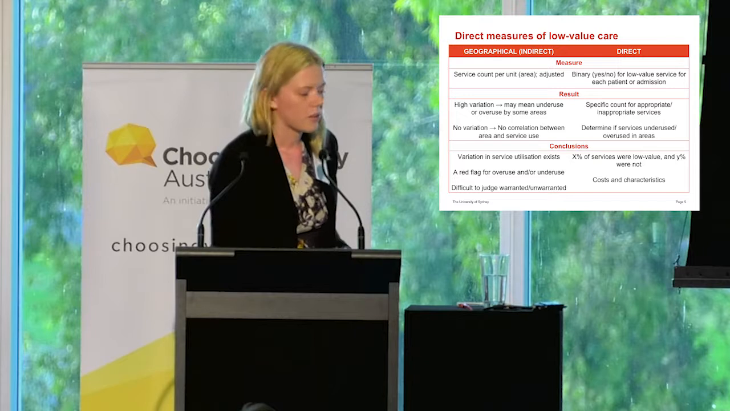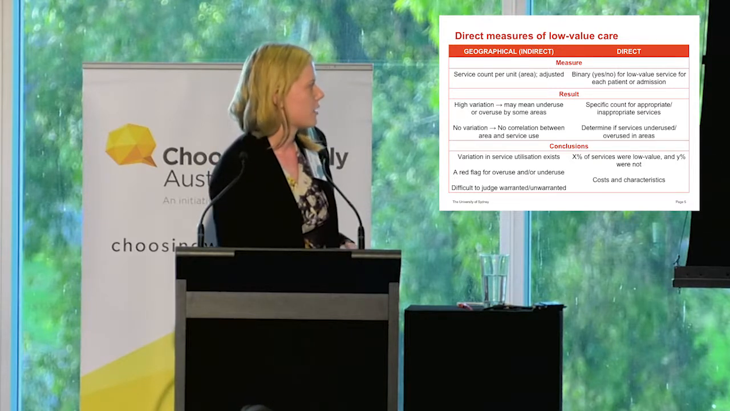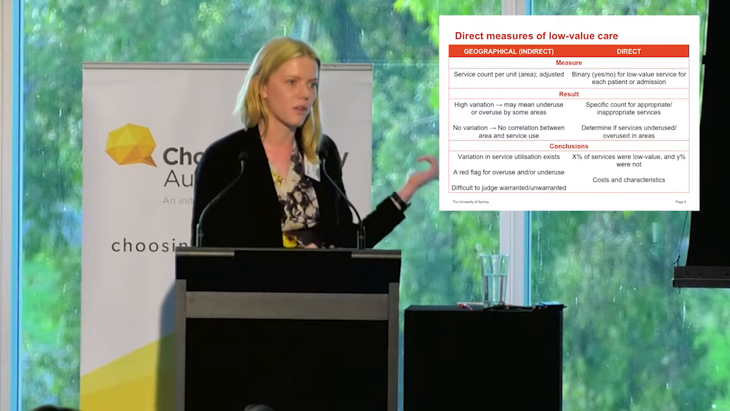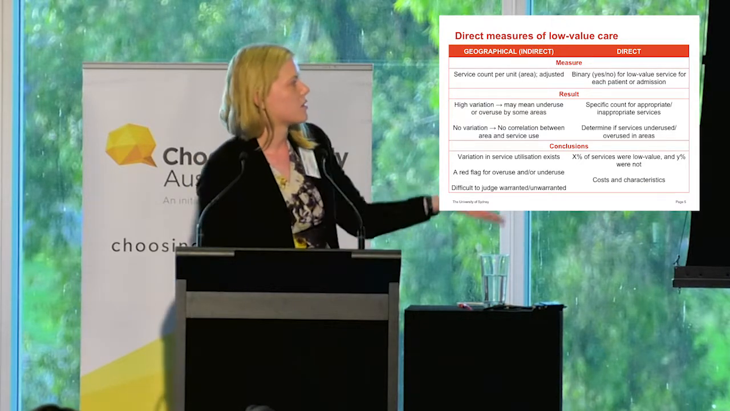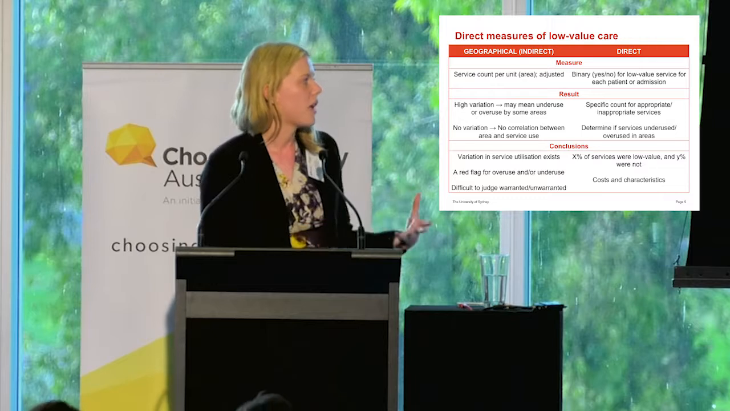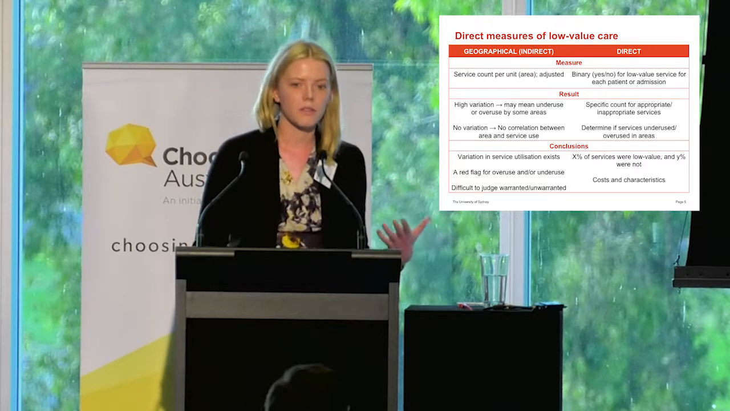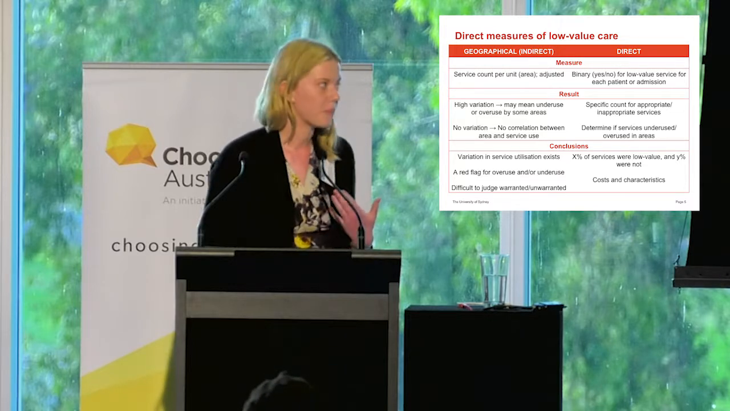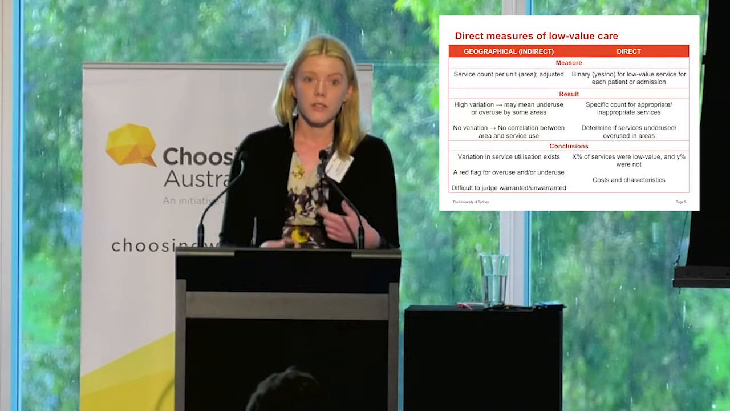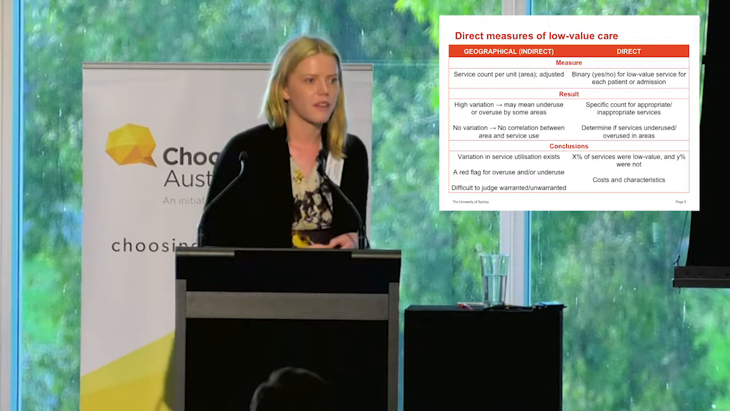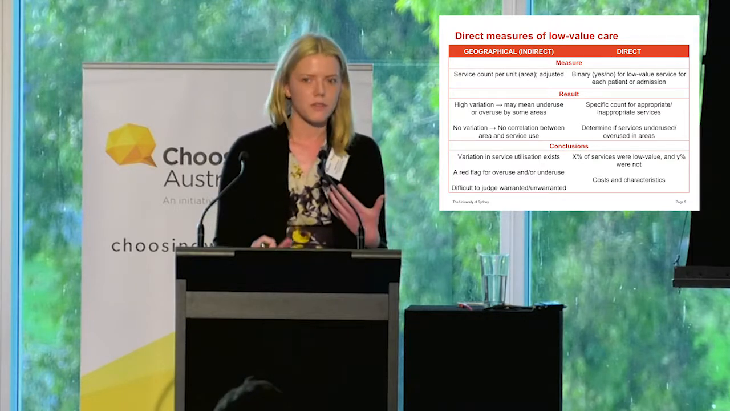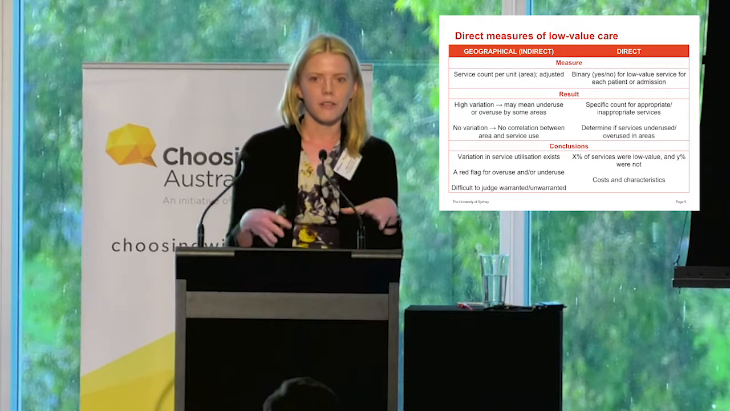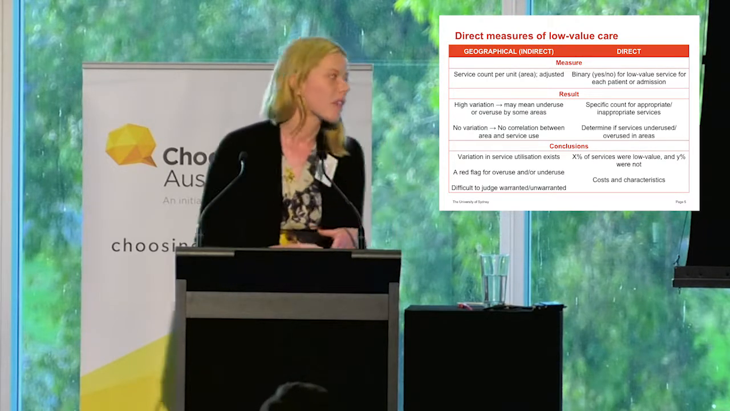And finally, the conclusions, we get the variation in service utilization exists. Okay, we see that on the map. Whereas in the direct measures, we get the actual answer of X% of services were low value or Y% of patients had low value care. So there's a few other issues with direct measurement, one being that you're sort of limited in the number of services you can look at, right? Because you're limited by the clinical information that's in the data set.